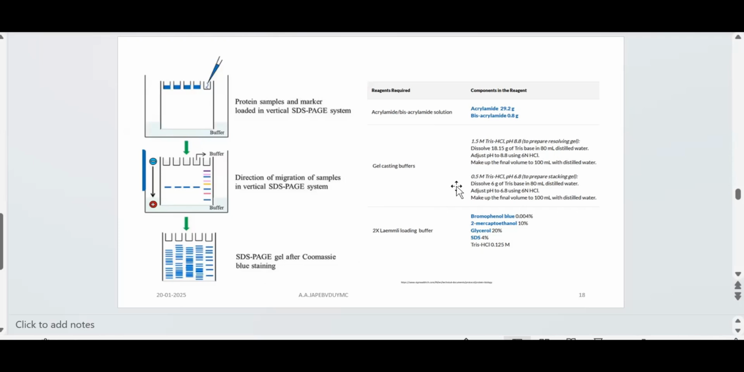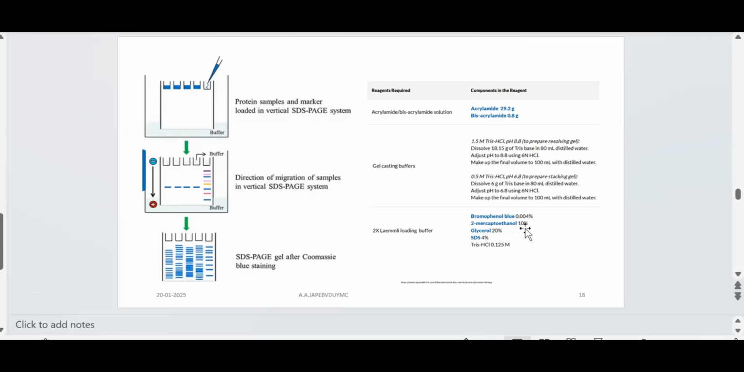Right. Now, when you are preparing the stacking gel, you will get to know that the buffer that is used for stacking gel and the buffer that is used for resolving gel also are different. So 0.5 molar Tris-HCl, pH 6.8. And when you are talking about resolving gel, the buffer is 1.5 molar Tris-HCl. See, the molarity of the Tris-HCl also is different, and the pH at which it is going to work also is different. So resolving is at 8.8 and the stacking gel is at 6.8, right?